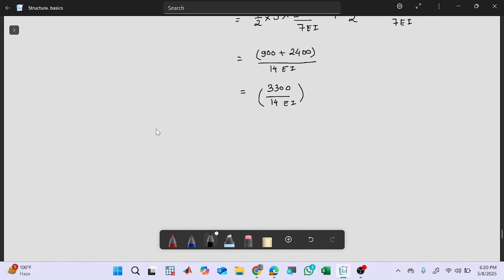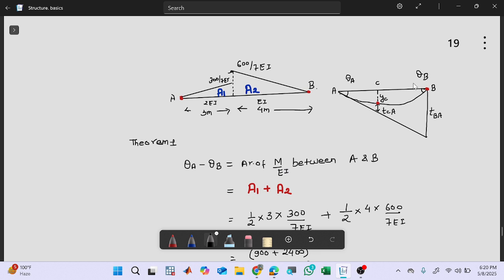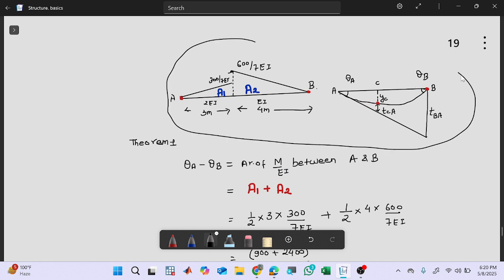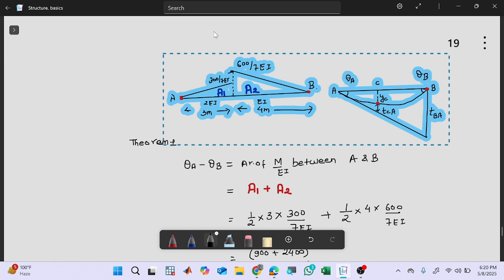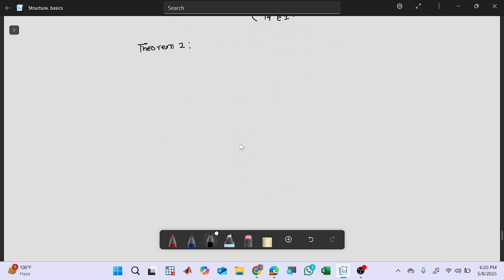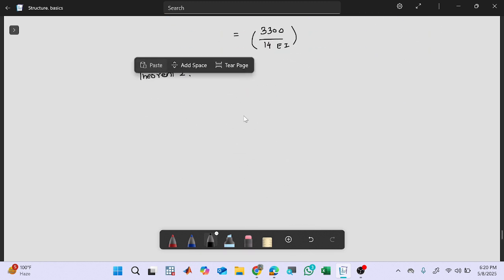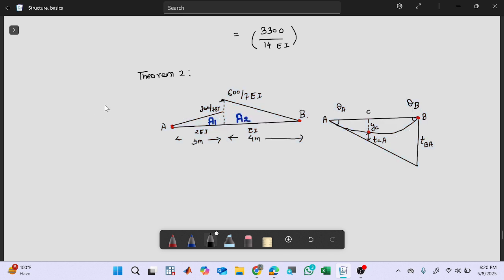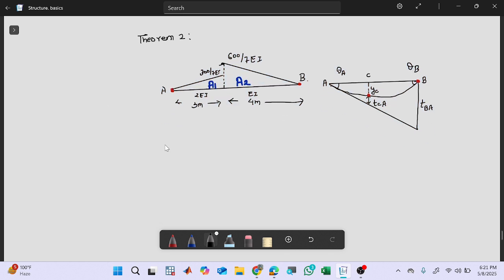And what is my second theorem? Theorem 2 was about this TBA thing. So I will copy this figure so that it becomes easy. So for theorem 2, it was regarding this TBA. According to theorem 2, TBA is equal to the moment of this M by EI diagram at point B.